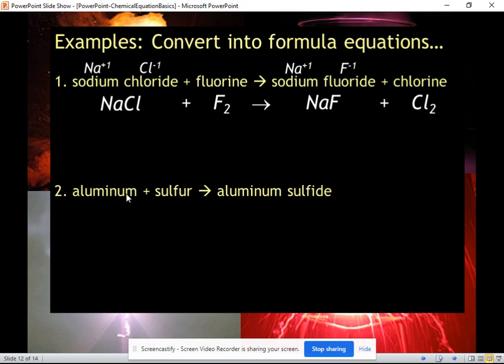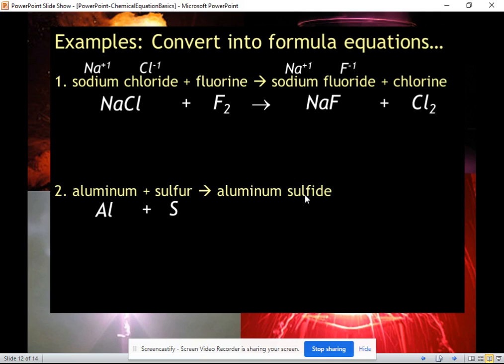So these are my two reactants, aluminum and sulfur. Aluminum is an element, right? It's monoatomic because it's not one of my diatomic ones, so it's just Al plus. Now, S is technically a nonmetal, but it is not one of my diatomic molecules. It's not listed as diatomic, all right? So that one is just an S by itself.